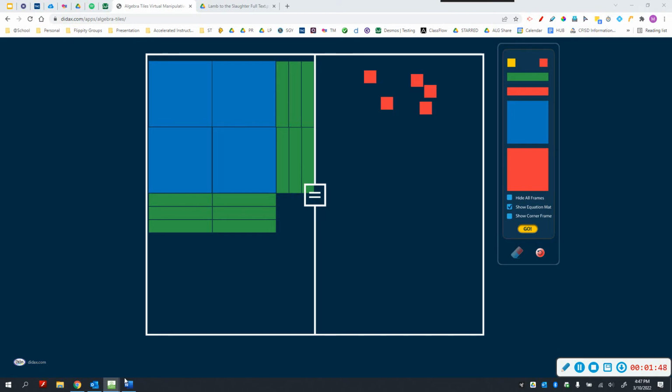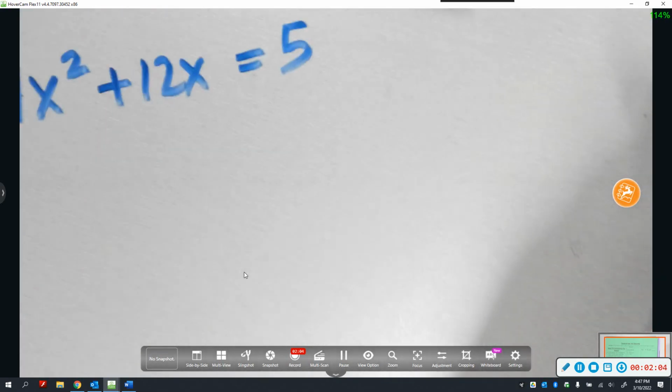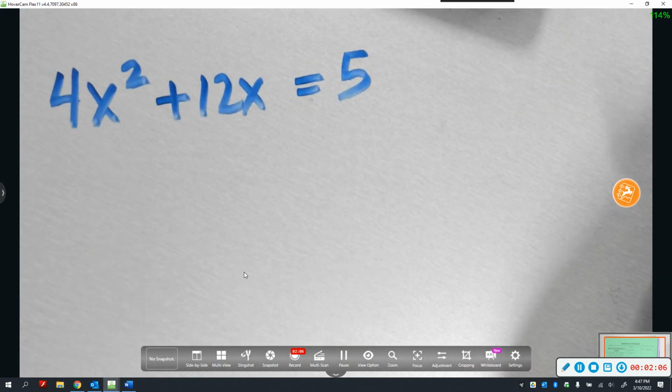So I'm going to, really quick, zip on back over here. I have 4x squared plus 12x, and then I've got equals 5, right? So let's take a look at the camera. Where's the camera? I don't know where the camera is. Oh, it's just still here. Okay, so I've got 4x squared plus 12x equals 5. That's what I have modeled up there.